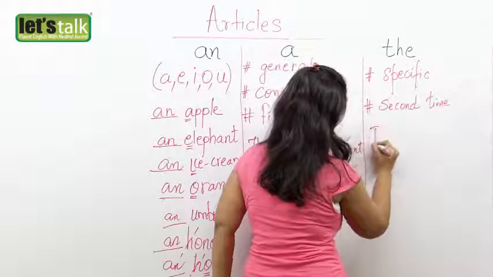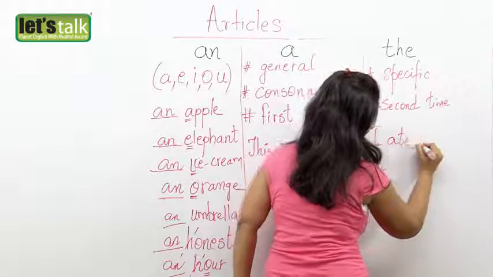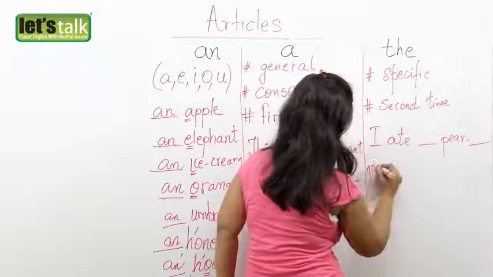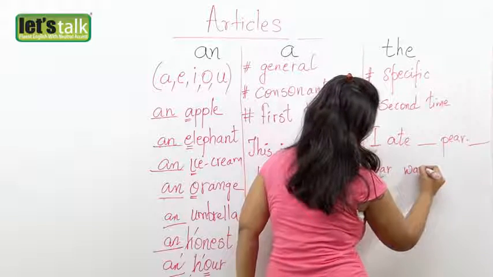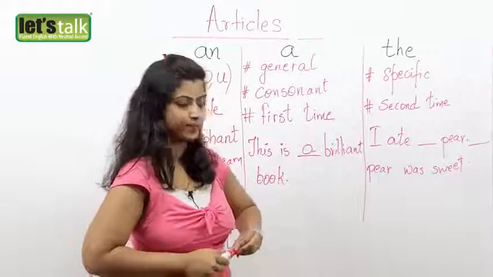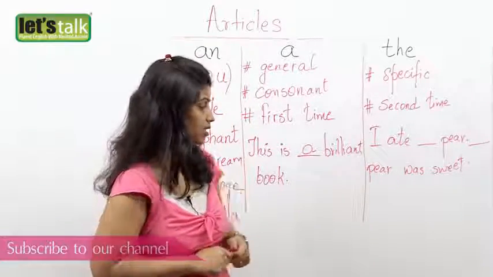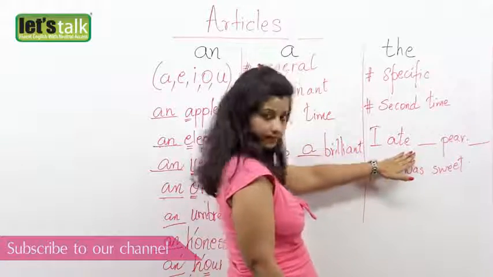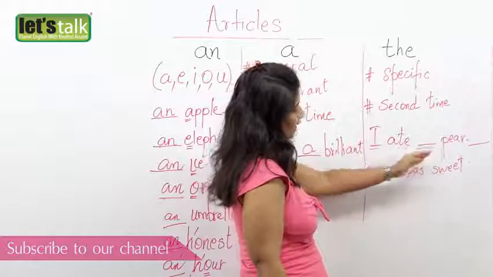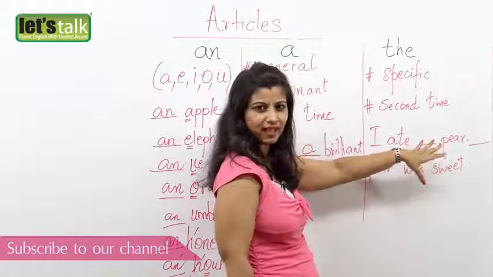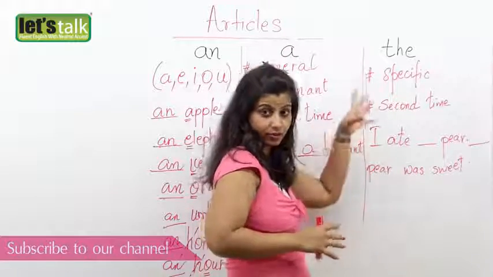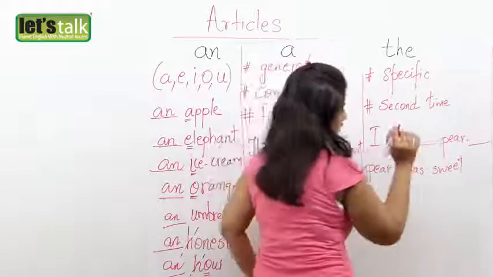Okay. I ate dash pear. Dash pear was sweet. I'm talking to you about this pear for the first time. P here is a consonant. And again, it is something in general. Okay, I'm not talking to you about a specific pear or a pear that you have seen or I have eaten with you together. No, it's in general, in common.